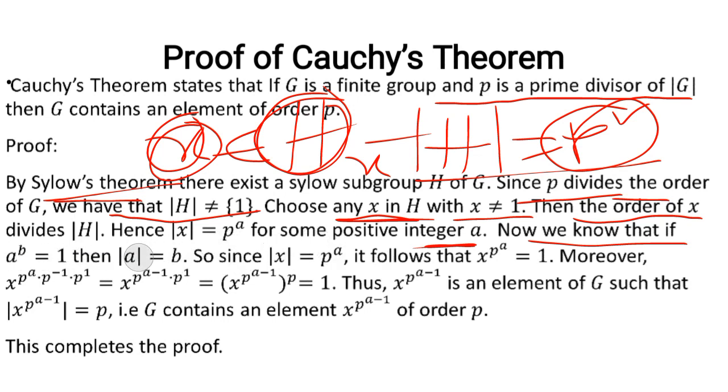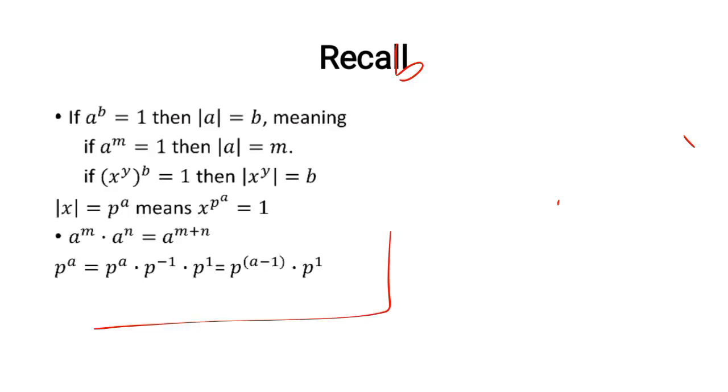We want to find that if somehow we can find that X that is of order P. Okay, so we want to find it. Now we had seen in the previous slide that if we have A raised to power B and it goes to 1, then the number of A's will be B, right? That's what we have here. We had shown that in the previous slide.